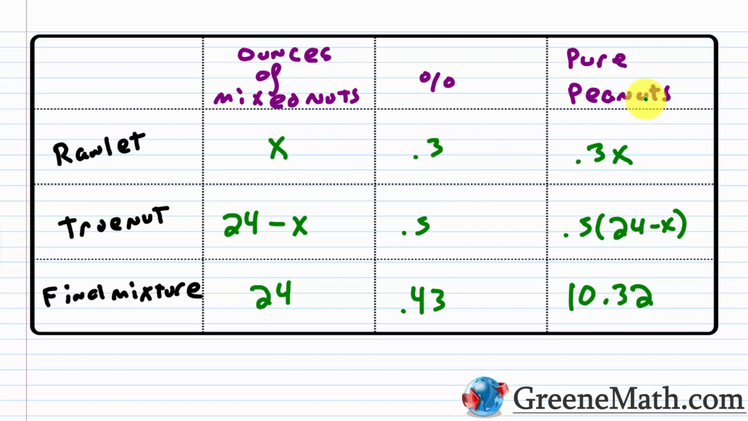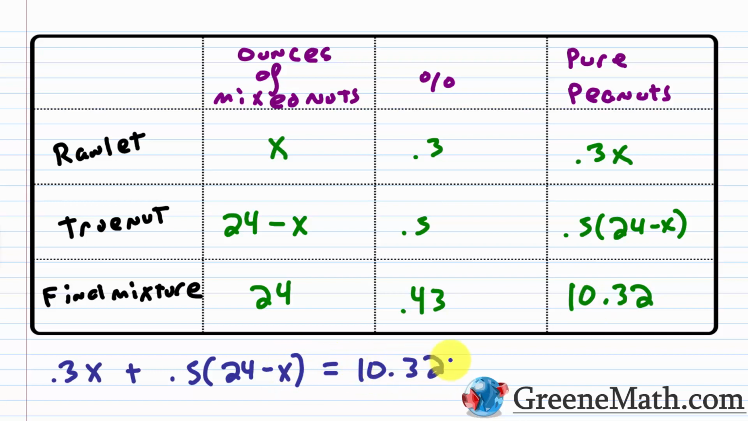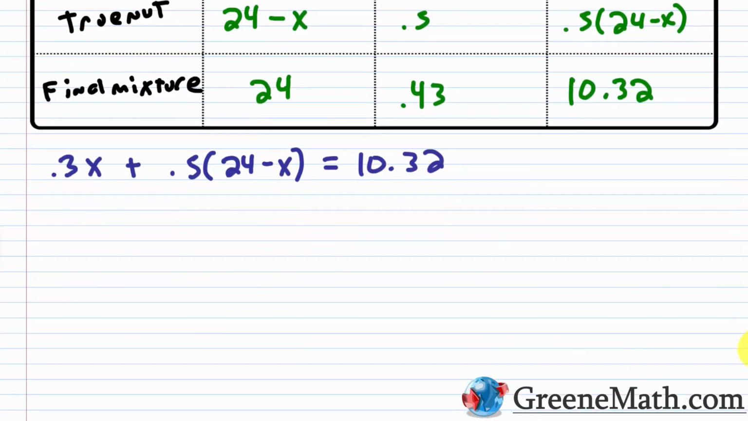Now again, we can set up an equation in the same way that we did in the last problem. We basically think about the fact that the amount of pure peanuts coming from the Rowlet mixed nuts plus the amount of pure peanuts coming from the True Nut mixed nuts has to be equal to the amount of pure peanuts in the final mixture. So all I've got to do is take this 0.3x and add it to my 0.5 times the quantity 24 minus x, and then set this equal to my 10.32. So let's solve this and we'll be good to go.